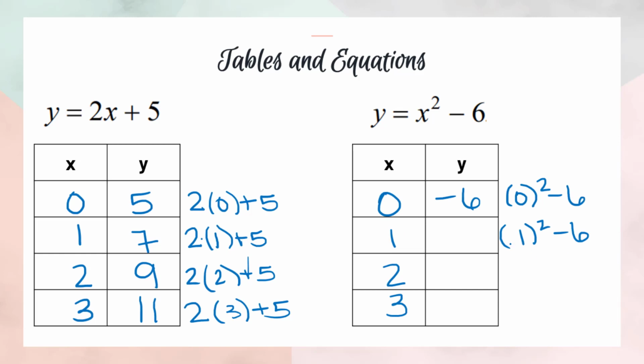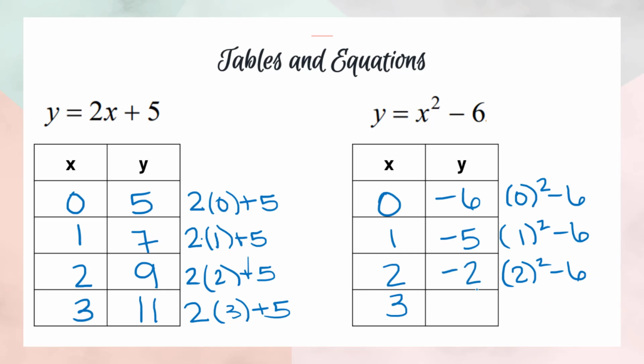1 squared is 1 times 1, which is just 1. So we've got 1 minus 6 is negative 5. Let's try the next one. If I plug in a 2, 2 squared is 4, 2 times 2. 4 minus 6 is negative 2.